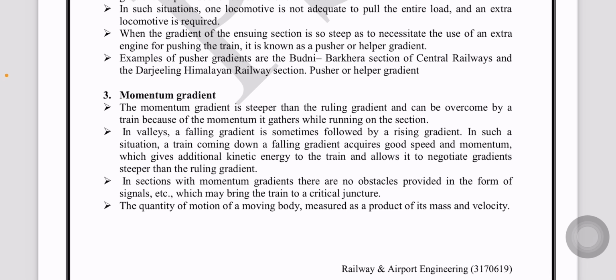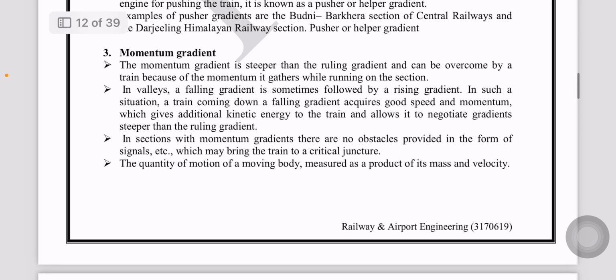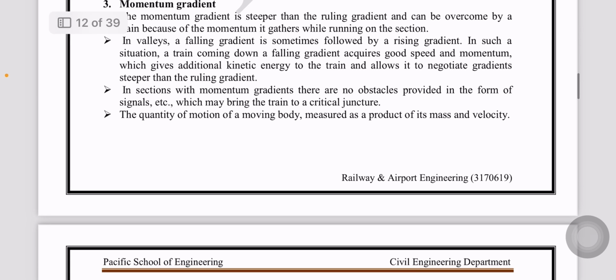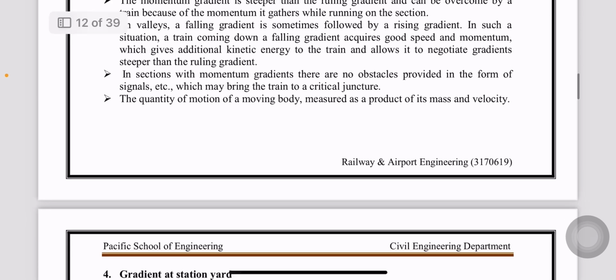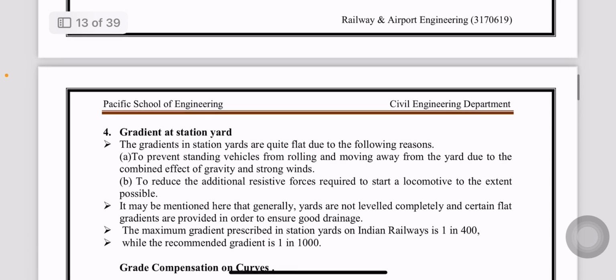In sections with momentum gradients, there are no obstacles provided in the form of signals which may bring the train to a critical juncture. Momentum is the quantity of motion of a moving body, measured as a product of its mass and velocity.